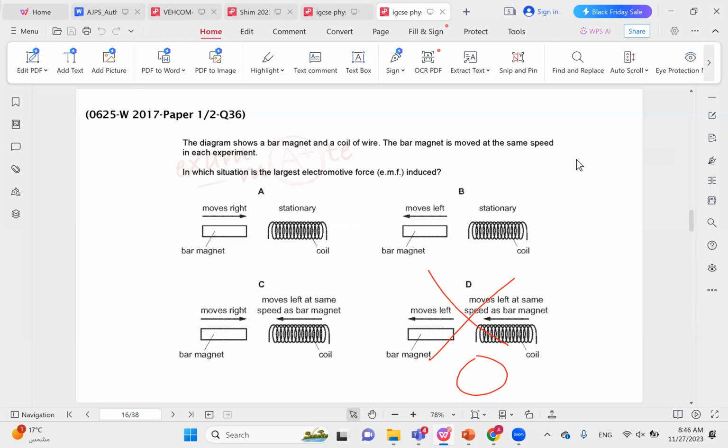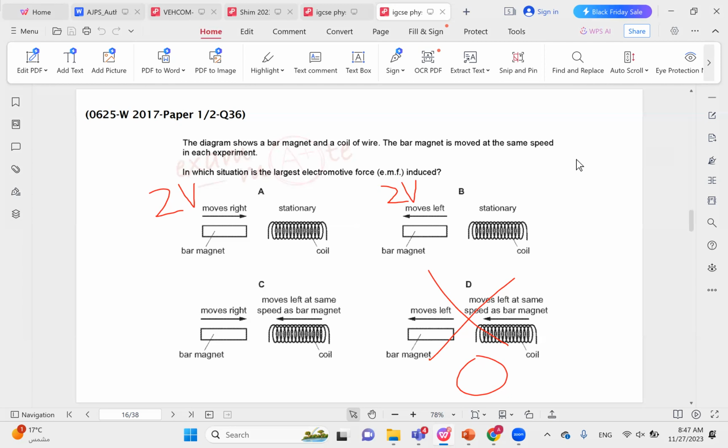In A and B, this change is kind of the same. One of them is getting closer, the other is going away, but the rate of change of magnetic field is kind of the same. So if we assume that here 2 volts are generated, here as well we will have 2 volts generated. However, in C, they are moving towards each other. So it's like one of them is moving with double the speed of the other.